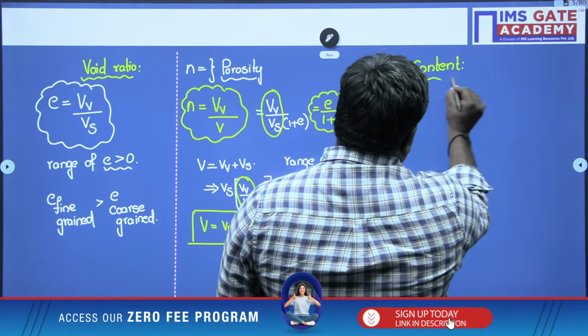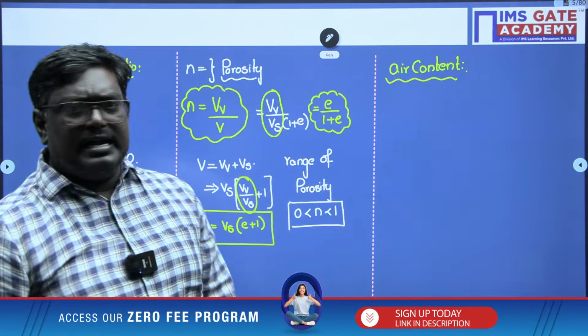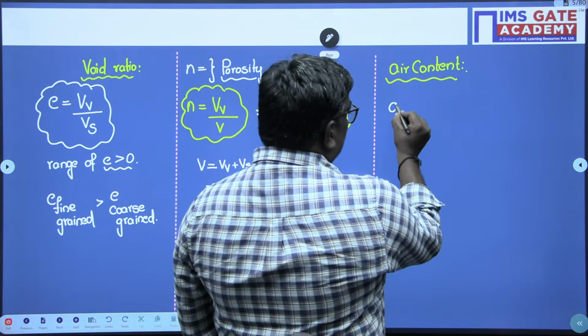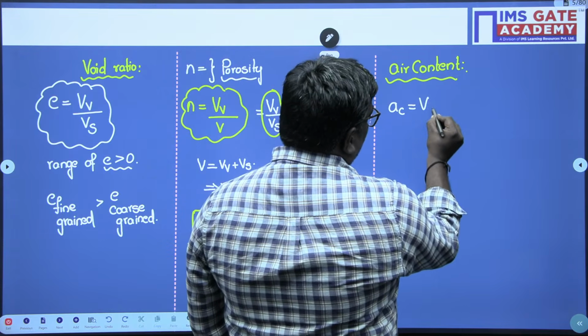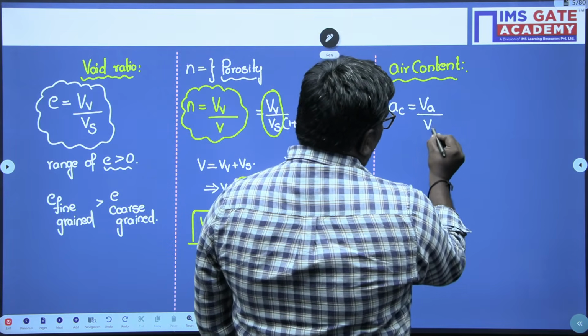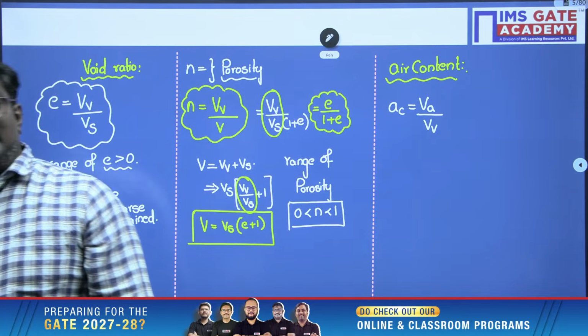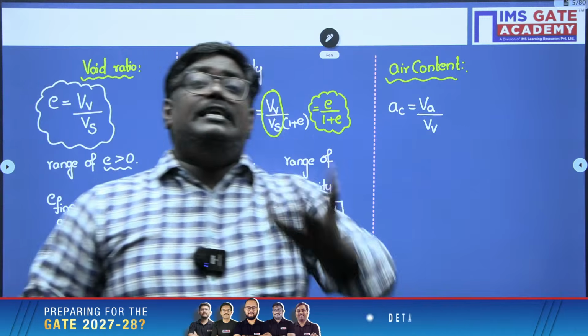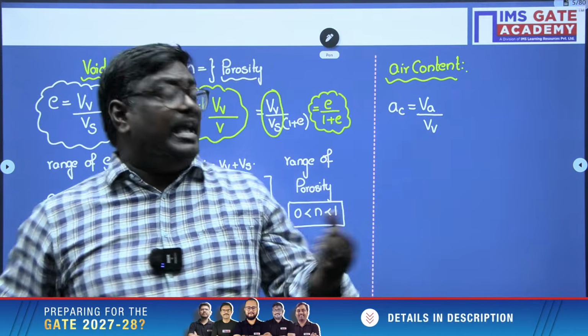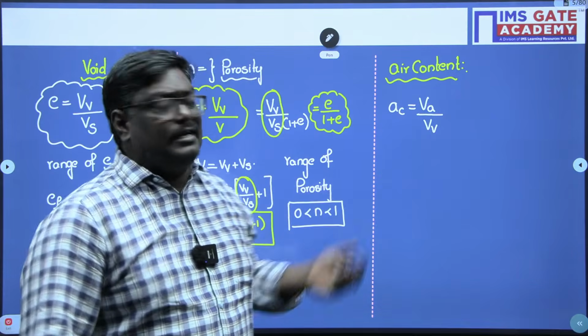What do you mean by air content? Air content is nothing but volume of air upon volume of voids. So what is air content here, my dear students? You should understand that air is present in voids. So how much percentage of air is present in voids? We call it air content.